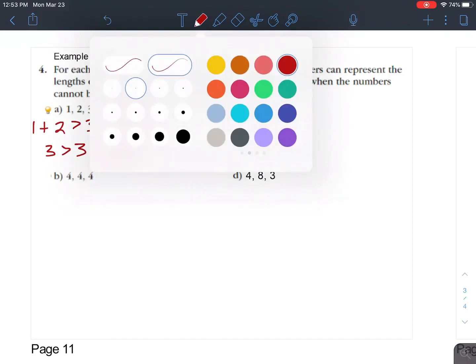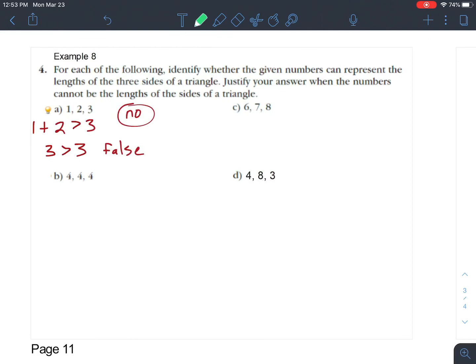Okay, down below for letter B, they're all 4, so it doesn't matter which ones we choose. We just need to do 4 plus 4 and show that is greater than 4. When we simplify, we get 8 is greater than 4. That is a true statement. And therefore, yes, we are able to make a triangle using side lengths of 4 for all of them. And in fact, that would have just been an equilateral triangle anyway.